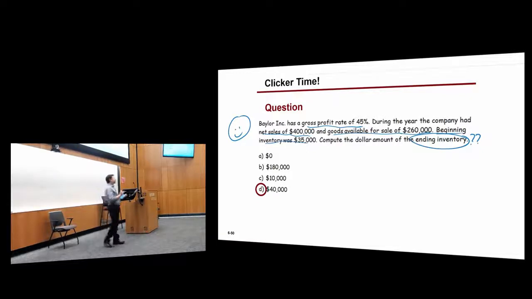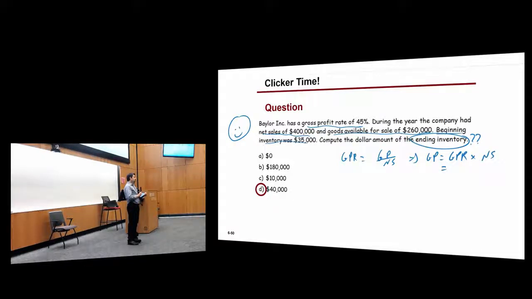So now, to do it systematically, you start with the gross profit rate. What's the gross profit rate? It's equal to what? Not the numbers, the formula. It's gross profit divided by net sales, which means gross profit is equal to gross profit rate multiplied by net sales. What was the gross profit rate? 45% multiplied by net sales, 400,000. That would be gross profit.